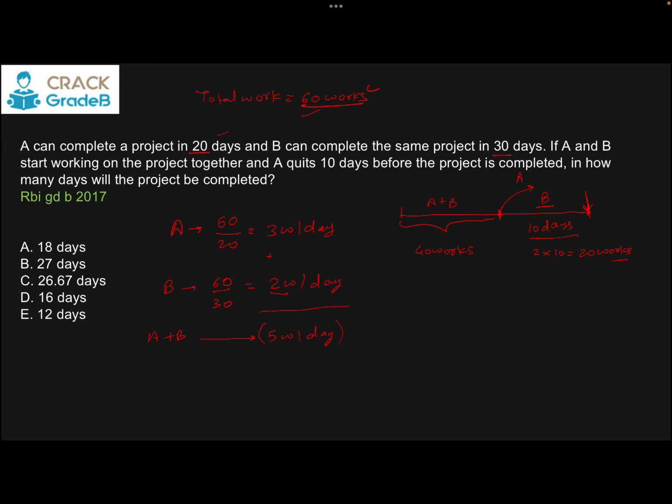And at what rate? At 5 works per day. So days required is the work to be done divided by the rate at which it is being done. So the days required will be 8 days. That means this duration is equal to 8 days. They are asking, the project was completed in how many days? So the total days required will be this duration of 8 days plus this 10 days. Total project was completed in 18 days. So the answer here is 18.